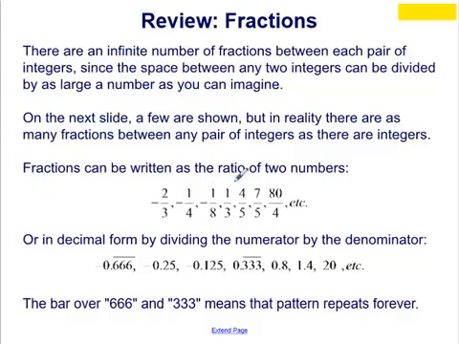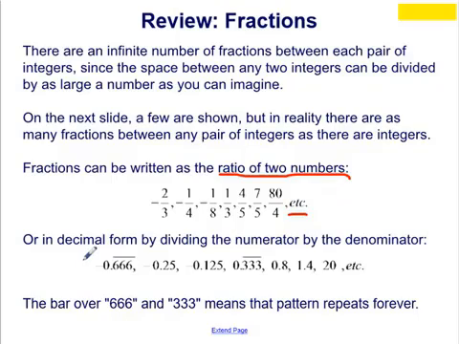Fractions can be written as a ratio of two numbers. For example, negative 2/3, negative 1/4, negative 1/8, 1 over 3, 4 over 5, 7 over 5, 80 over 4, etc. You can keep having the ratio of any two numbers that you want or that you can think of. Again, there's an infinite number of fractions.